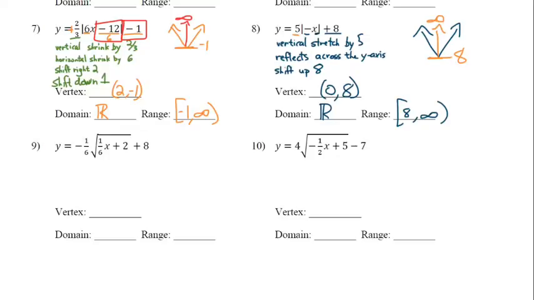Alright, the last two on the screen. Here we go, number 9. This one has quite a bit on it. We got a negative out front. So that negative means it reflects across the x-axis.